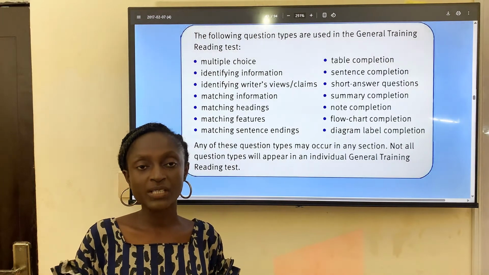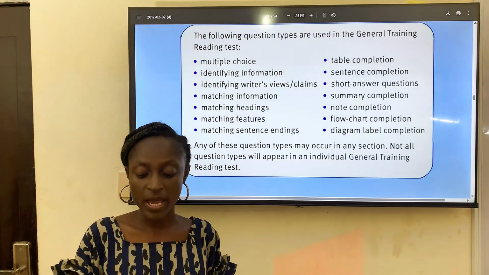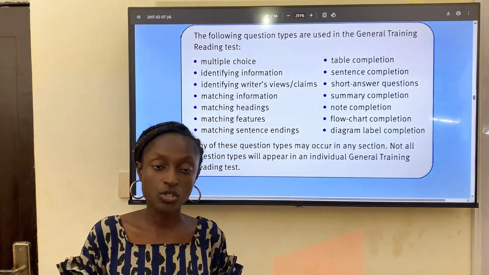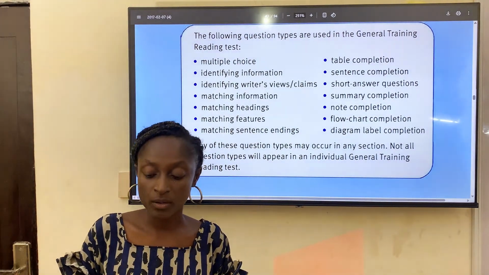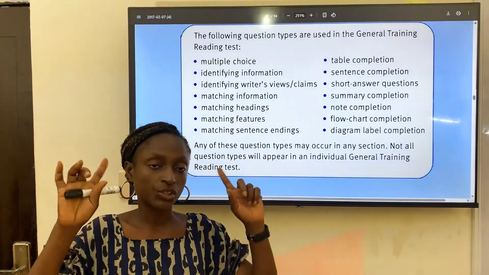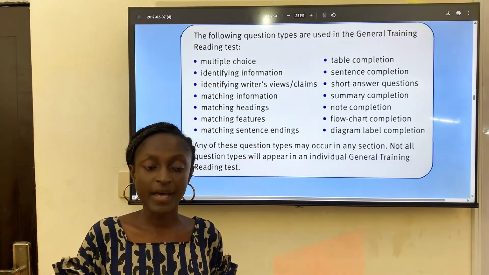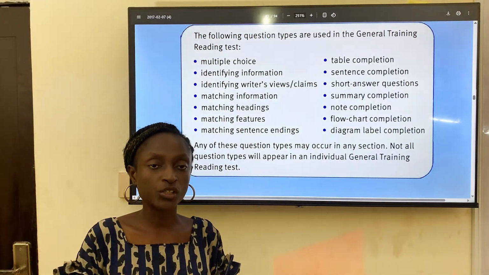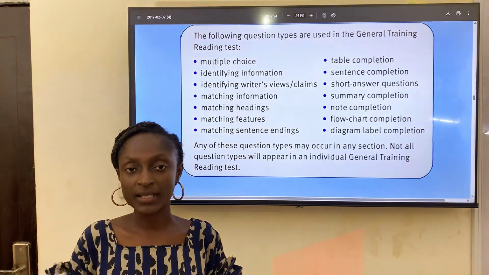Now, under this short answer question, we now have some other kinds of question. Examples are table completion, sentence completion, note completion, summary completion, diagram label completion. And why I said short answer is the umbrella word is because all of this require that you fill in some blank spaces, and that is basically what short answer is all about. I hope that is clear.